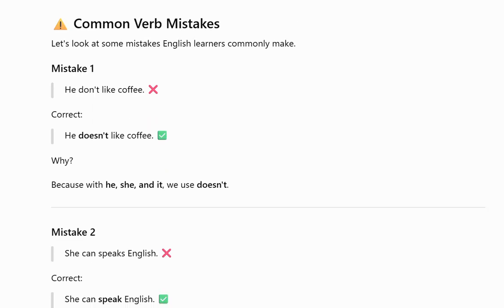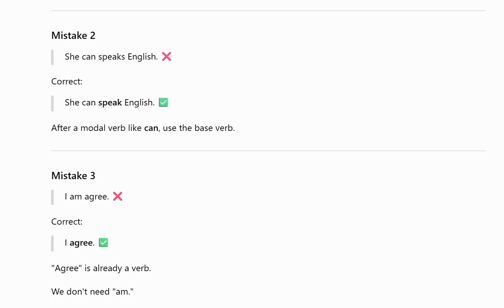Common verb mistakes. Let's look at some mistakes English learners commonly make. Mistake number 1. He don't like coffee. That's incorrect. The correct is he doesn't like coffee. Why? Because for he, she, and it, we use doesn't. Mistake number 2. She can speaks English. That's incorrect because the correct sentence is she can speak English. After a modal verb like can, use the base verb.